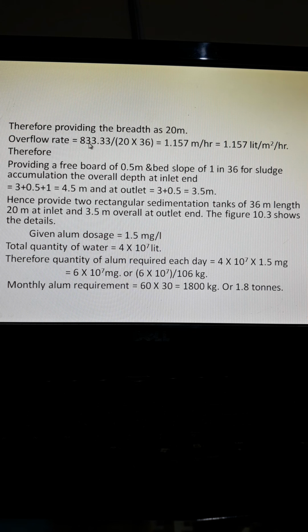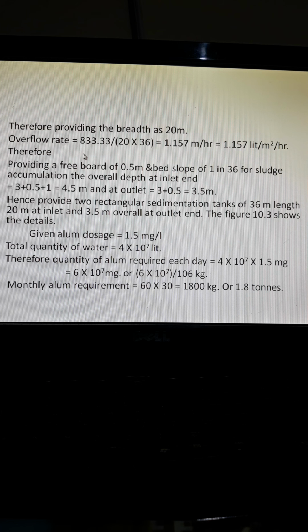Therefore, the overflow rate now will become this flow, that is 833.33 cubic meters divided by the plan area, that is 20 meter width and then the 36 meters length. Therefore, now it will be coming as 1.157 cubic meter per square meter per hour or 1157 liters per square meter per hour. So therefore, it is within the range of 1000 to 1250 liters per square meter per hour.